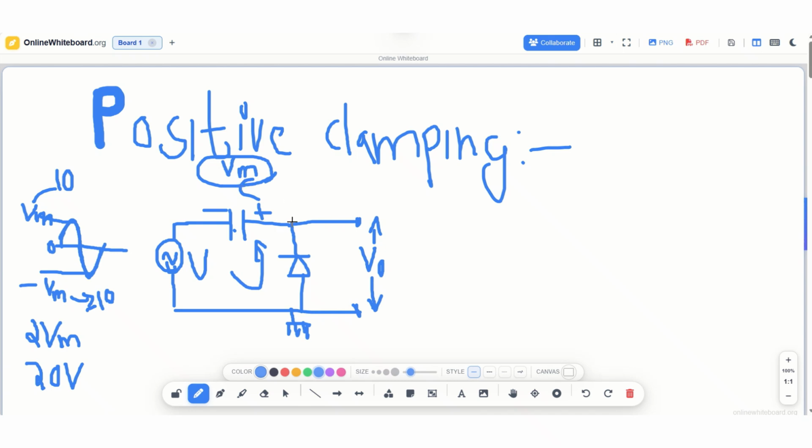And we will check the output of this circuit. At this point, we can find the output voltage, the capacitor voltage at this end, that is Vm.